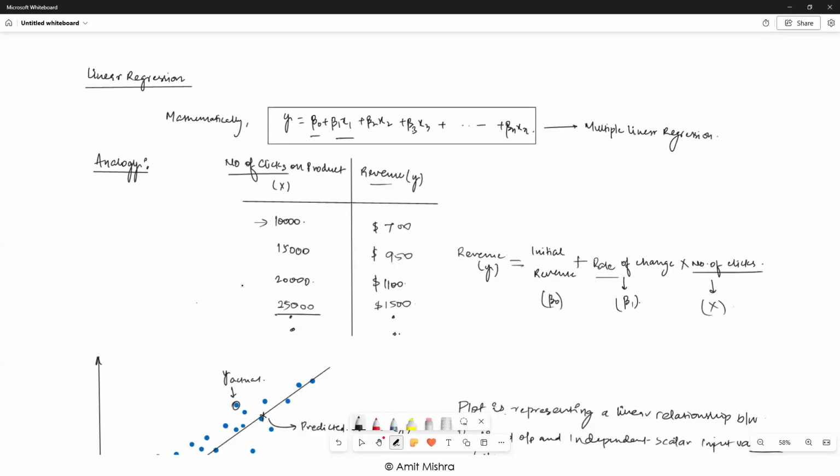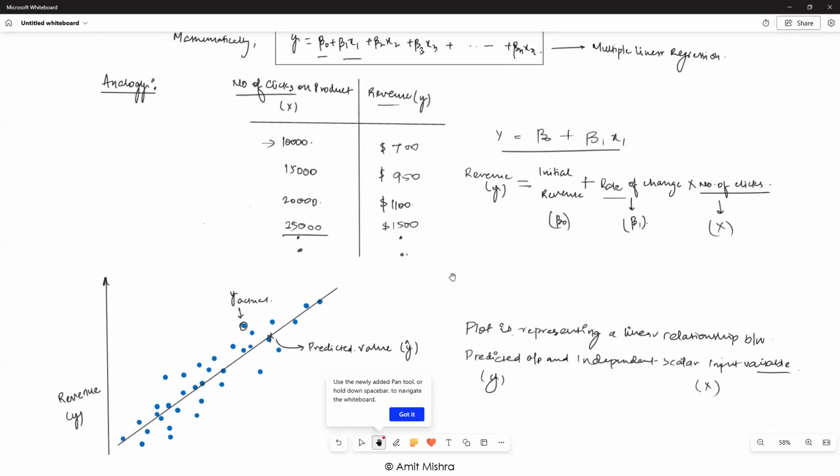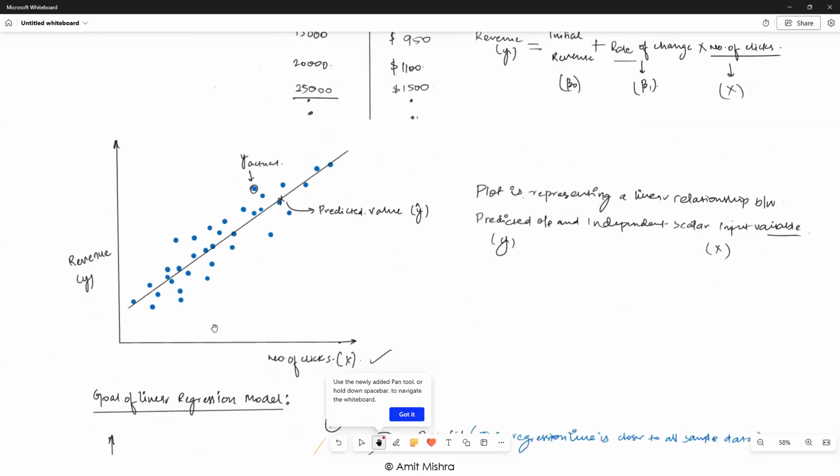This is where the equation appears like this: y equals beta naught plus beta 1 into x1. This is a simple linear regression equation, as I said earlier, because there is only one input and one output. But in a real scenario, there will be multiple inputs and a single output, which will be of continuous type. Now, if you make a plot of the number of clicks on a website or on a product with respect to revenue, it will be represented like this graph, and this is your regression graph.